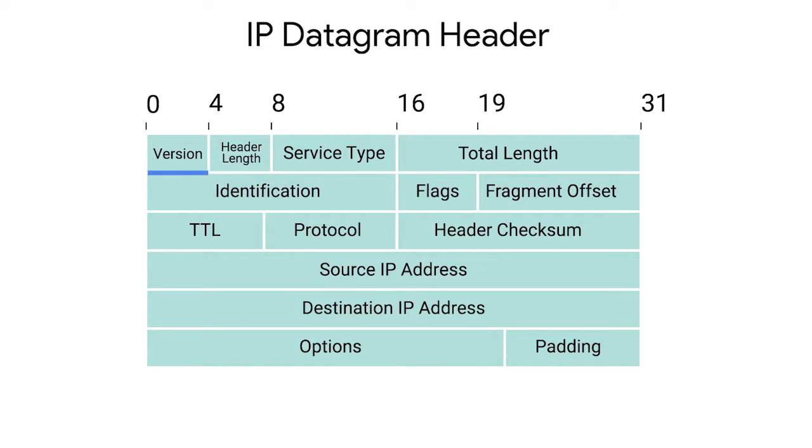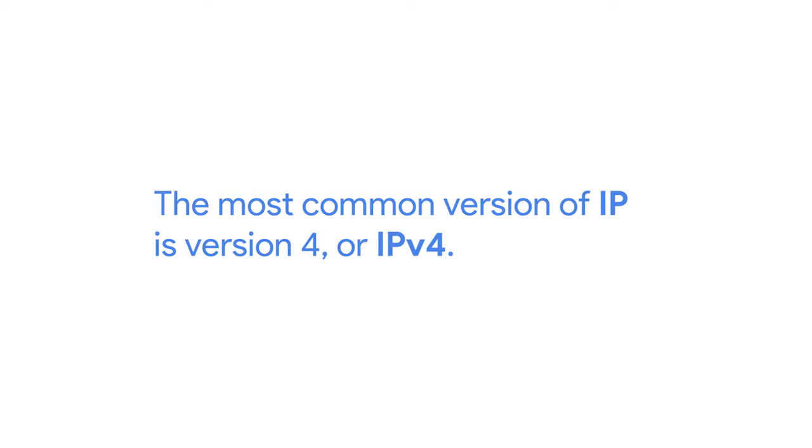You'll notice that an IP datagram header contains a lot more data than an Ethernet frame header does. The very first field is 4 bits and indicates what version of Internet Protocol is being used. The most common version of IP is version 4, or IPv4. Version 6, or IPv6, is rapidly seeing more widespread adoption, but we'll cover that in a later module.